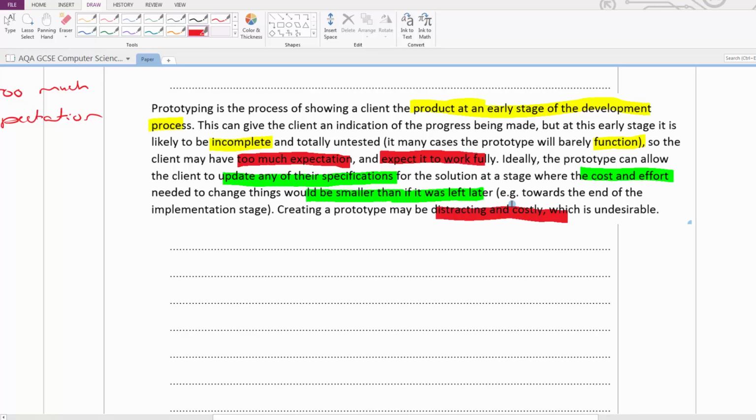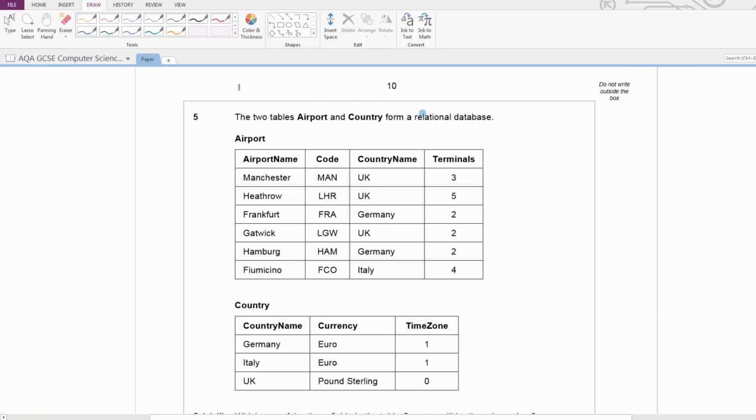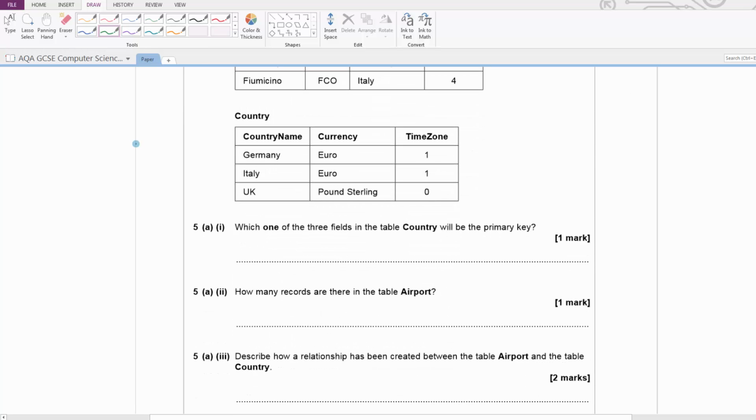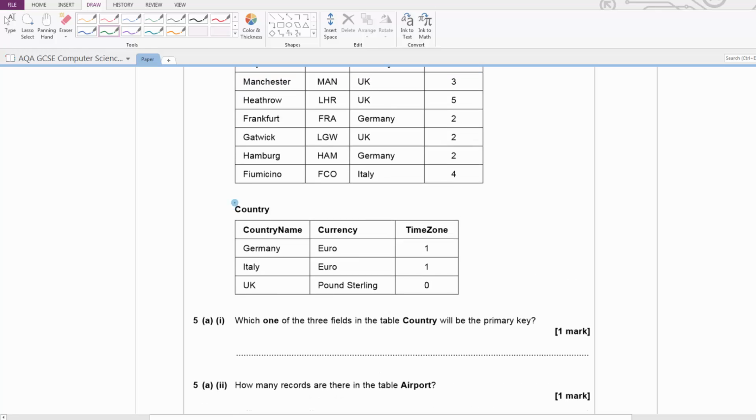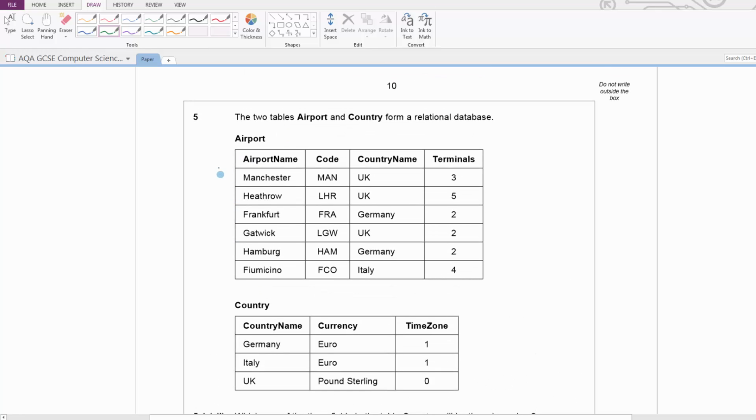It's not worth it. Question 5 is on relational databases, and we're given 2 tables, airport and country. And the first part is, which one of these 3 fields in the table country will be the primary key? So I'm actually going to stop and get an image which should help with this.